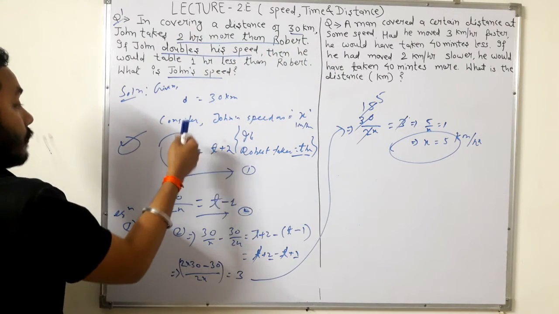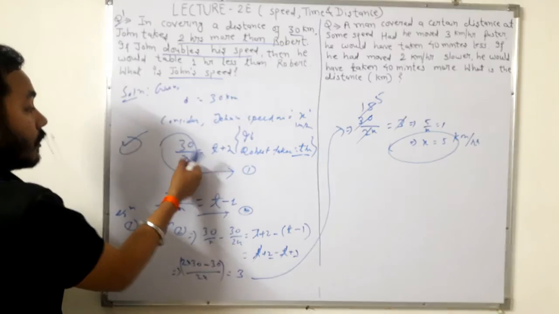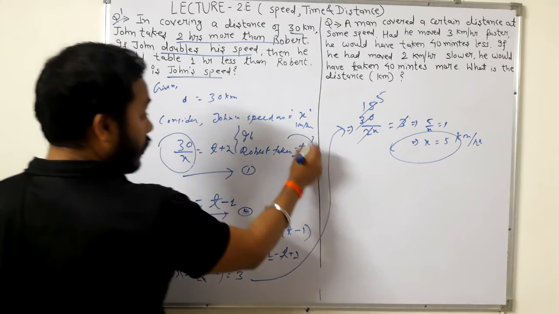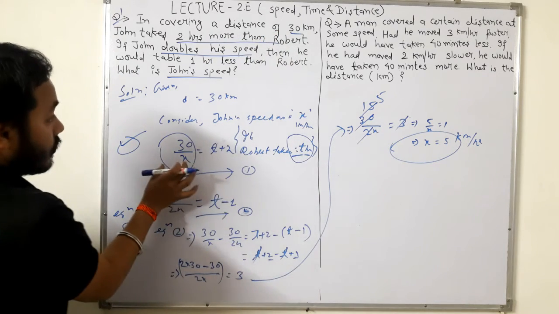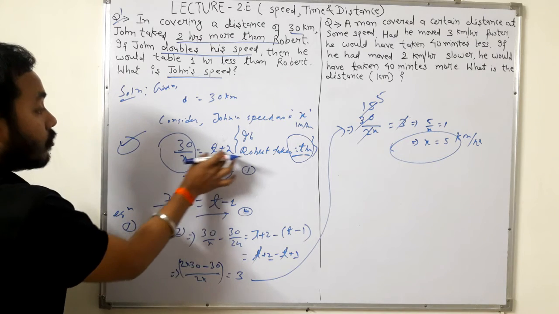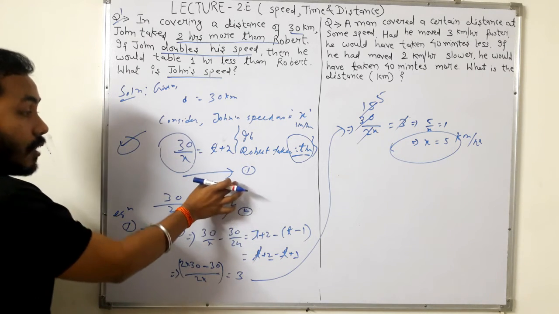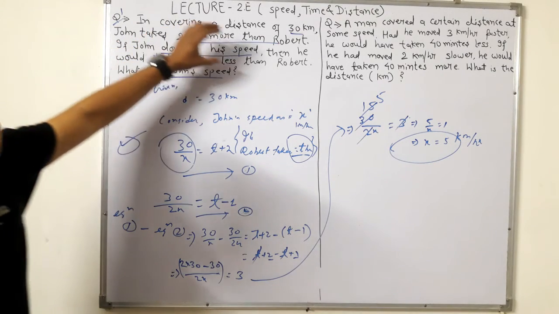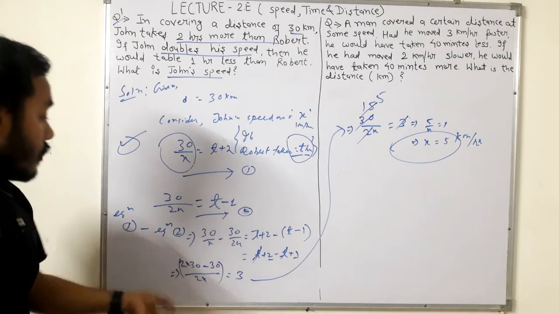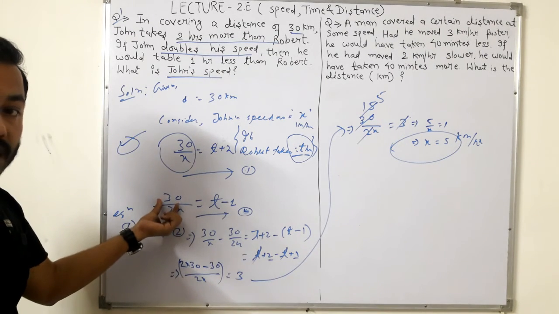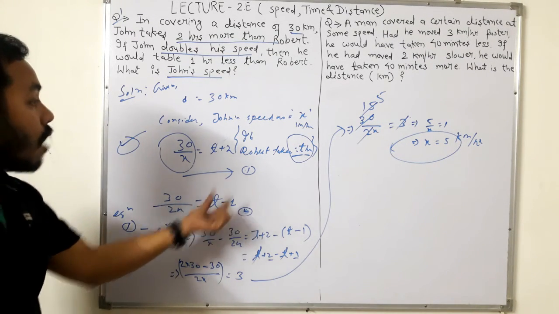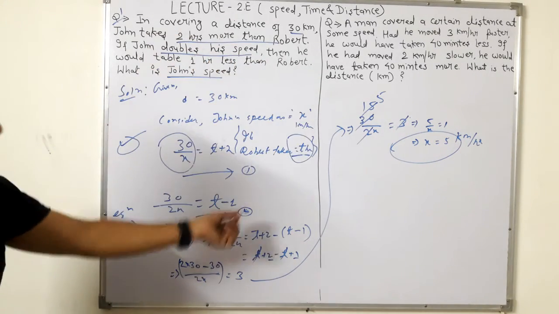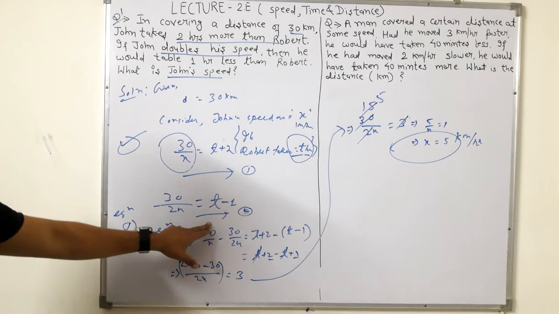You know the distance, and you know the speed, as we are supposing x, so 30 by x is the time. If Robert's time is t hours, then John's time will be 2 hours more, so t plus 2. That is equation number 1. Then coming to fact 2, if John doubles his speed, the speed will become twice x. So 30 divided by twice x, distance divided by speed, is the time. As Robert's time is t, it is going to take 1 hour less than Robert's time, so that is t minus 1. That is equation number 2.